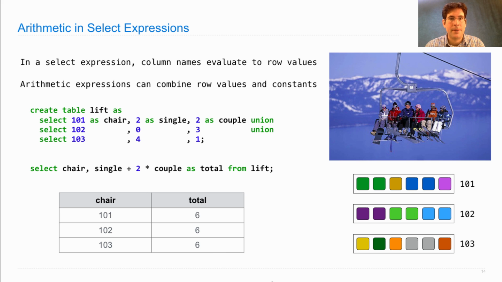Now, at no point in evaluating this select statement did I mix together numbers from different rows. Instead, I computed this output row from this input row, this output row from this input row, etc. And I used the names of columns to select the values in each row and then combine them here with a constant and do some multiplication and addition.